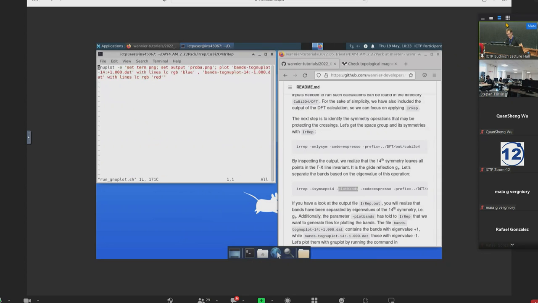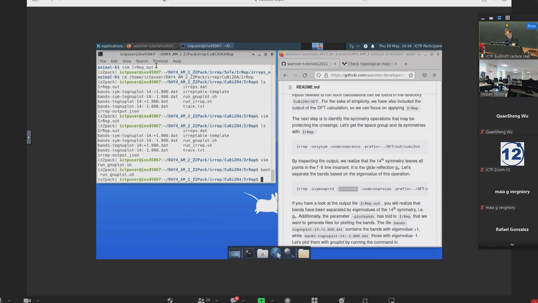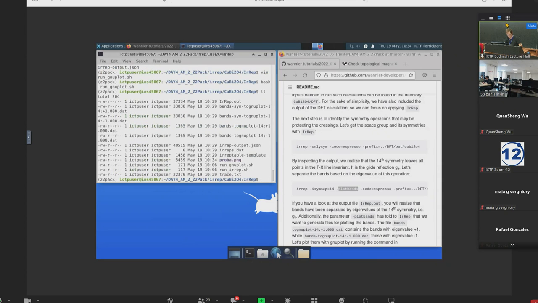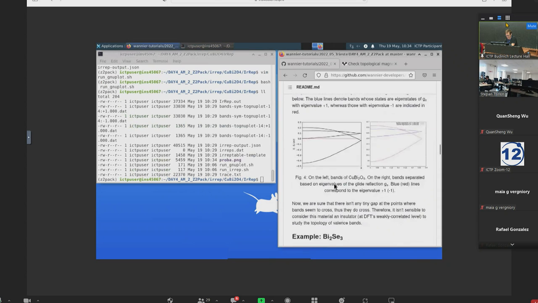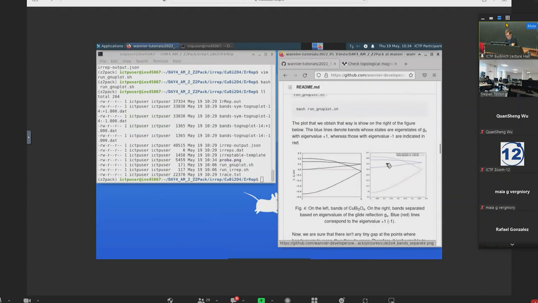Run Nuplot, which just contains a Nuplot command. You can run it, okay? And it's going to generate a file with the plot of the bands. It's just this file that I showed you before, this one on the right.